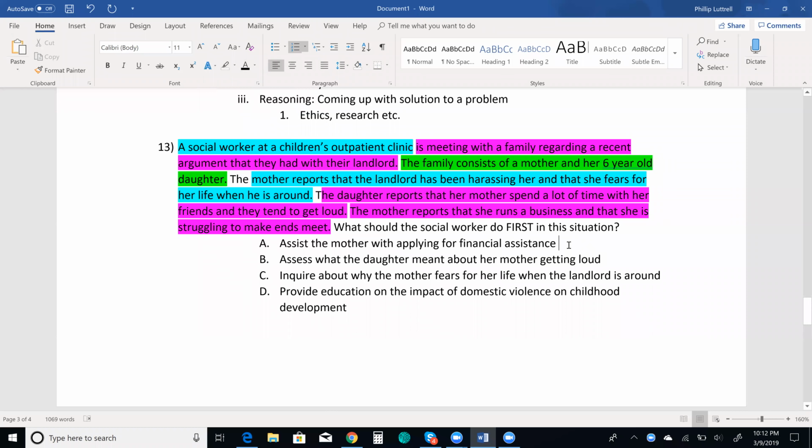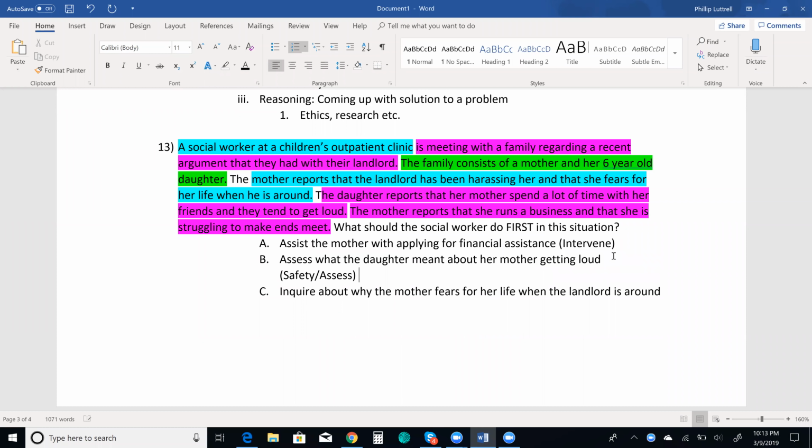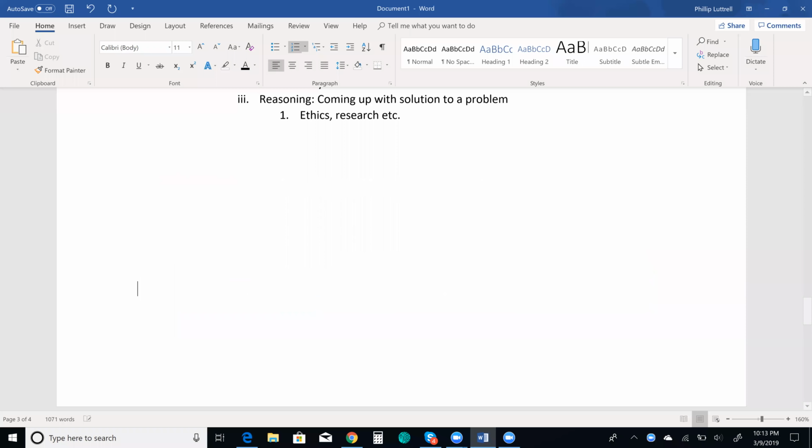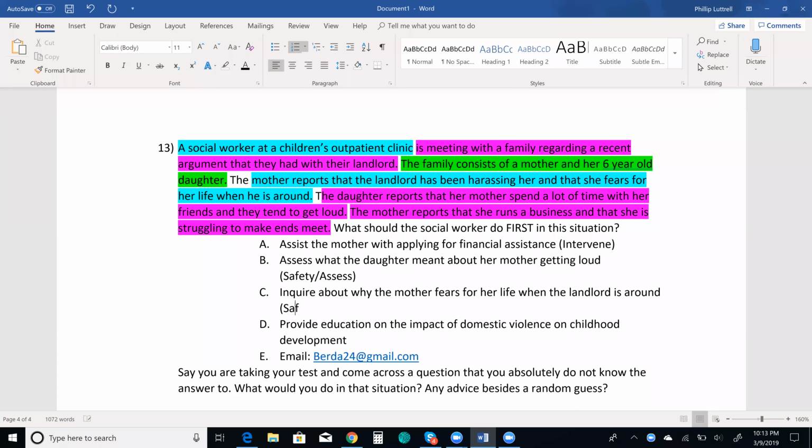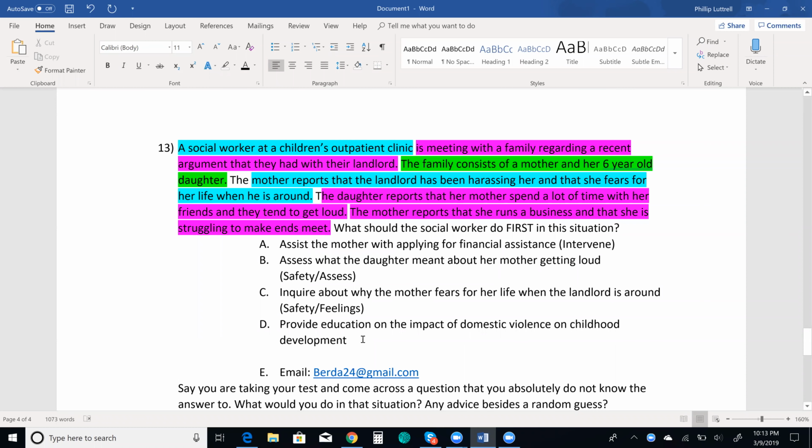So, assess the mother for applying for food stamps, intervene. Assess what the daughter meant about her mother getting loud. Safety. Of course, now it is all going to be on the next page. So hang on. Inquire about why the mother fears for her life when the landlord is around. This is going to be safety, feelings, and then provide education on the other information.